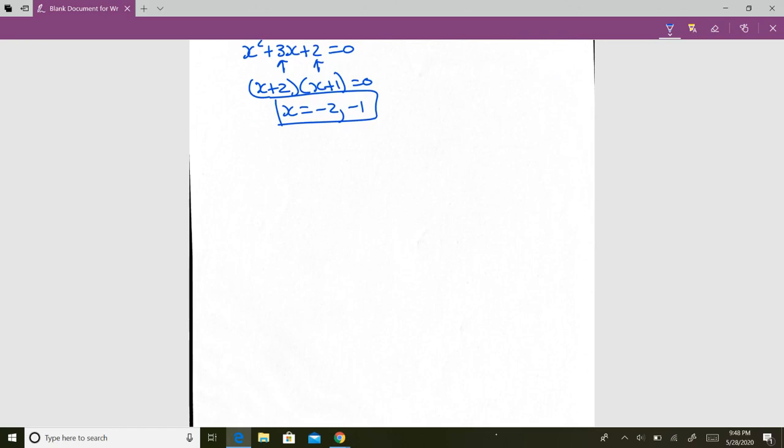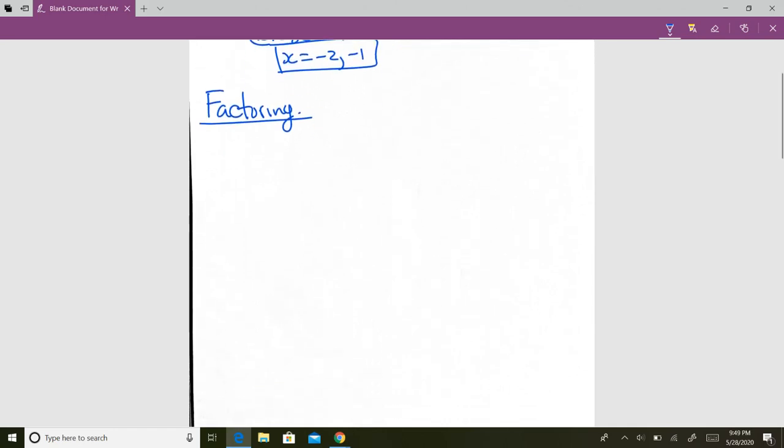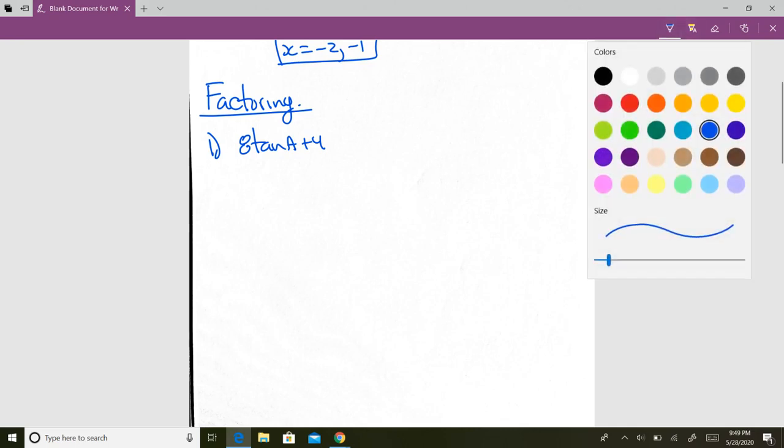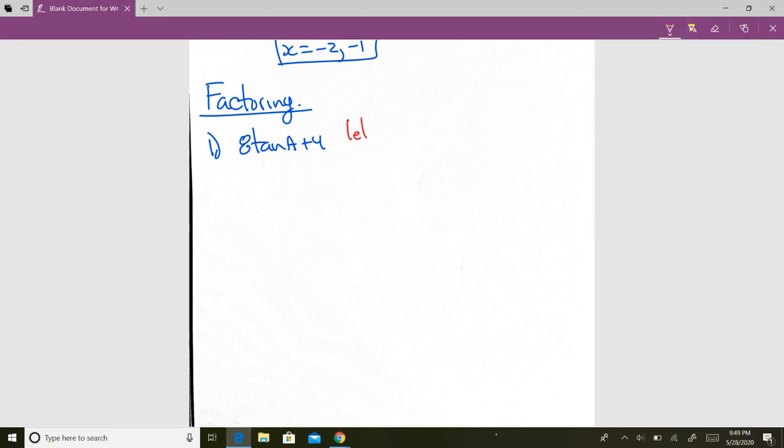So before we move into that, we have to review factoring because it's pretty much the first step to every question we do. So again, this is on page 599. The first example of factoring we have is 8 tan a plus 4. Now look, if you don't like the trig stuff, you can substitute it out. So you can just say, let x equal tan of a.